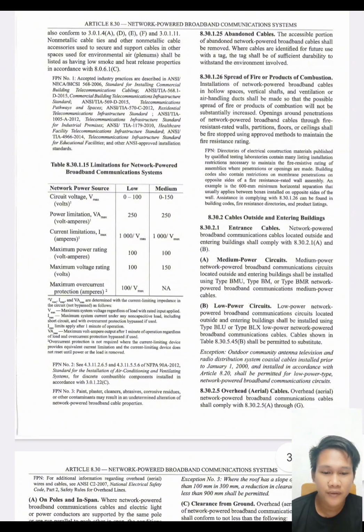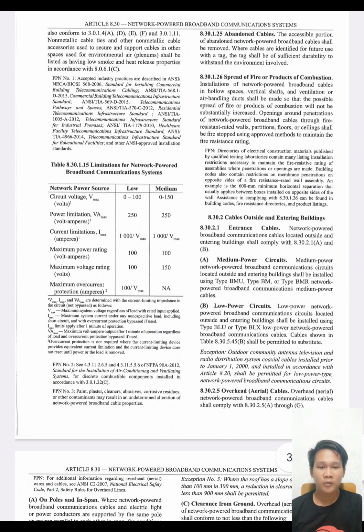So next we have 8.30.1.25 Abandoned cables. The accessible portion of abandoned network-powered broadband cable shall be removed, where cables are identified for future use with the tag. The tag shall be of sufficient durability to withstand the environment involved.